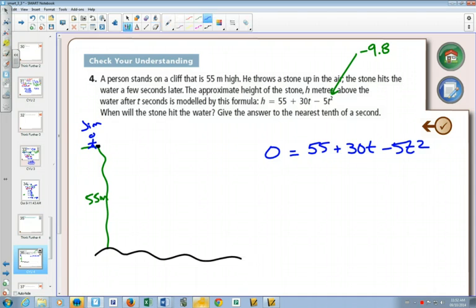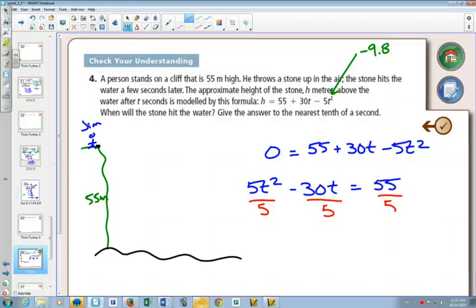How do we complete the square? We get the t squared and the t by itself. I'm going to add 5t squared to this side. I'm going to subtract 30t to move it to this side. And get the t squared and the t by itself on one side. Of course, we don't have it completely by itself because there's a 5 in front. So I'm going to divide everything by 5. Leave space to complete the square.